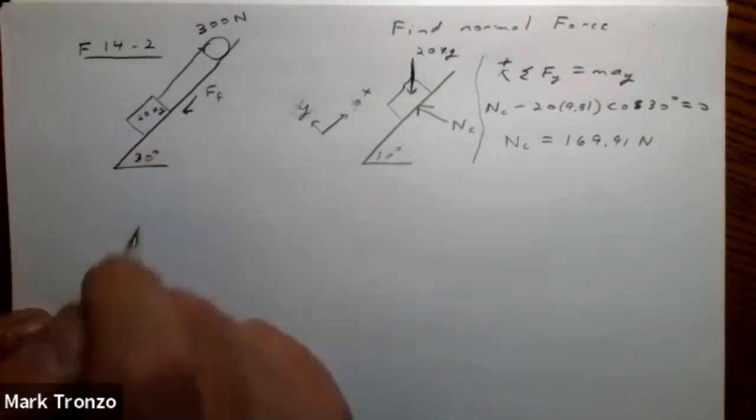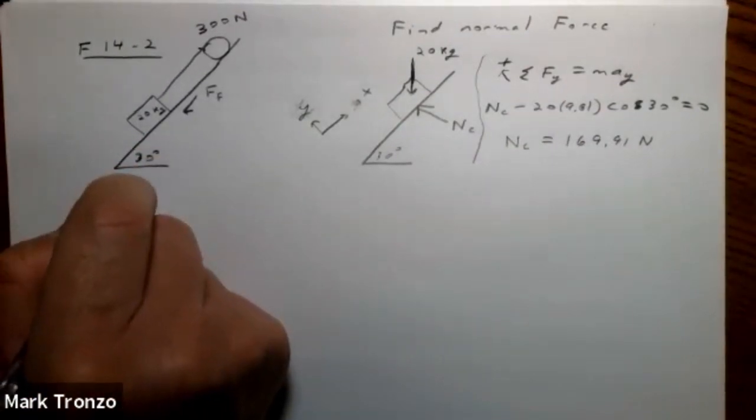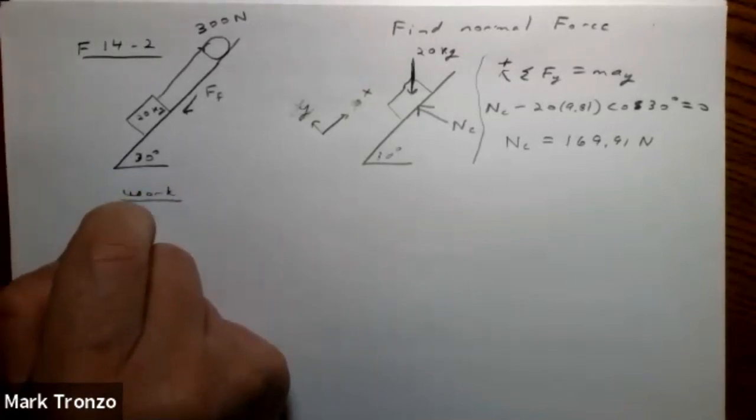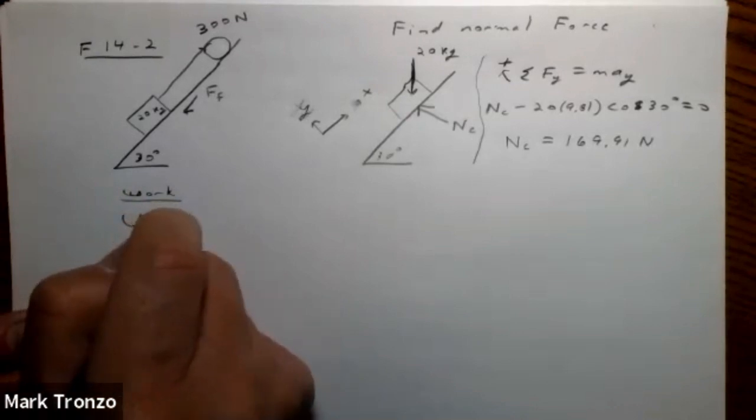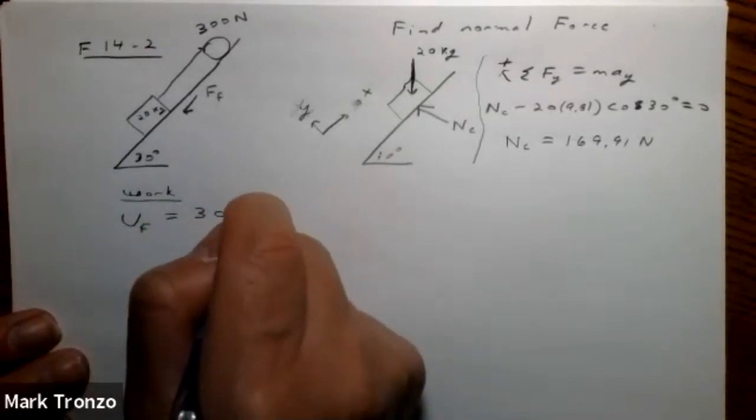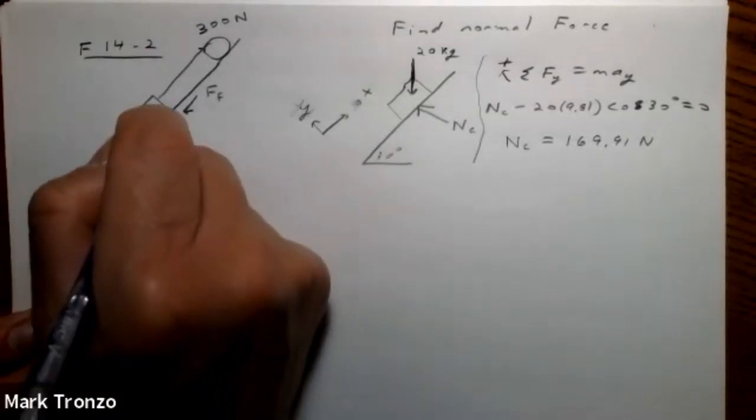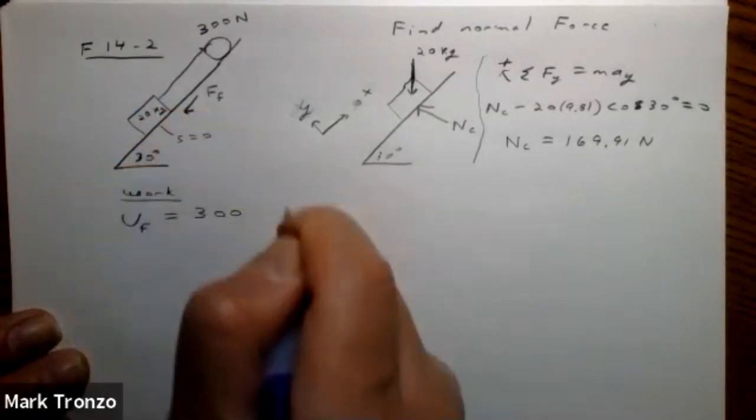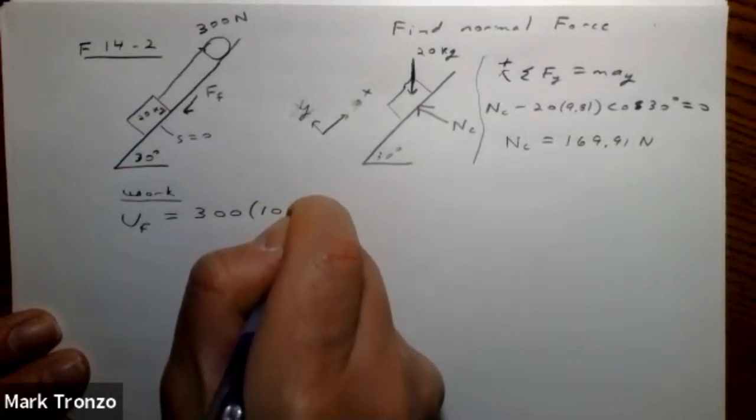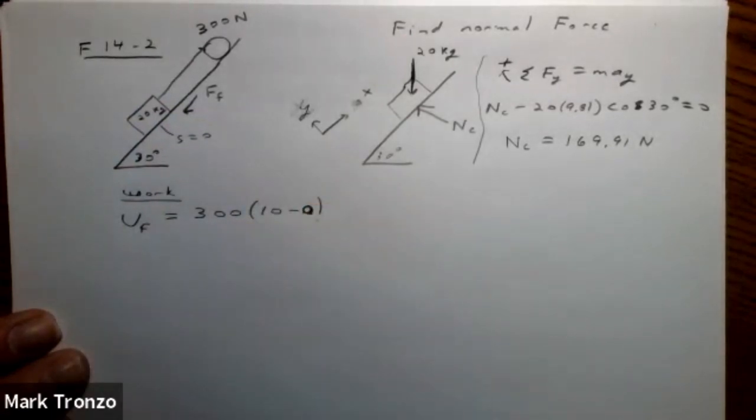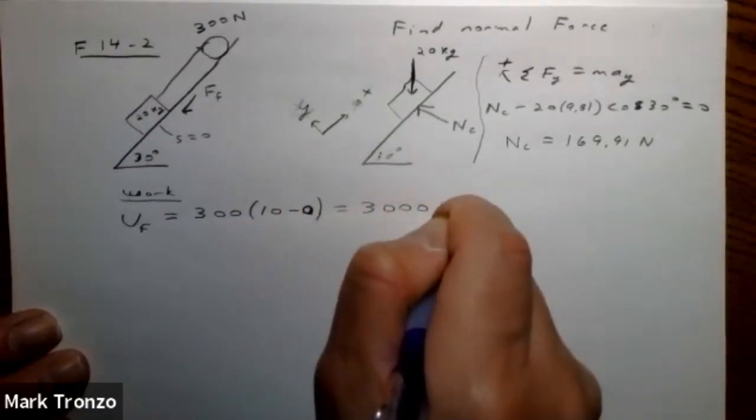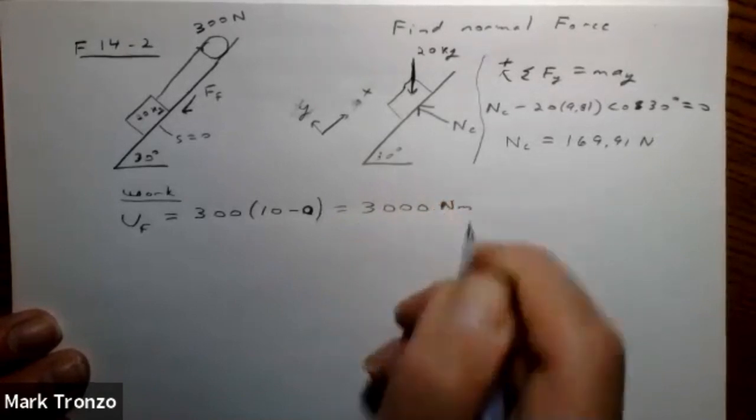And so we need to find the work of the force. So let's find work now. And the work of our 300 Newton force is going to be 300 times the change in position. So we started, call the beginning point S equals 0. So it went from 0 to 10. So it's going to be 3,000 Newton meters.